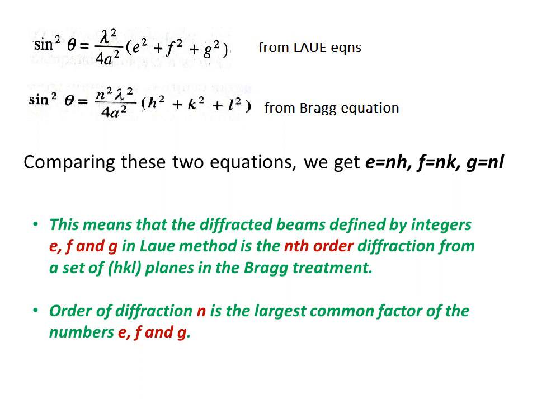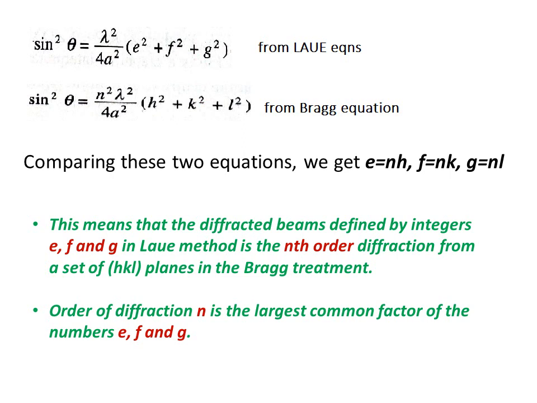So we will be able to quickly see that these integers which we used to represent LAUE equations, which are e, f and g, are related to the Miller indices h, k and l in the Bragg picture, which means e is equal to nh, f is equal to nk, and g is equal to nl. So how do we say that these two equations are equivalent? When you get this result, it means these two equations are equivalent. But one more point can be added to this.